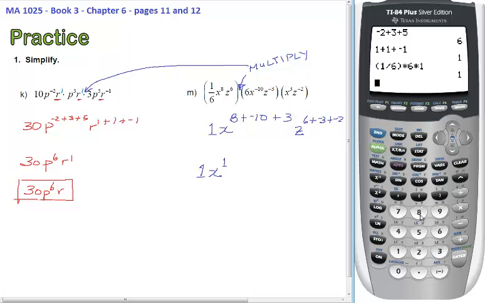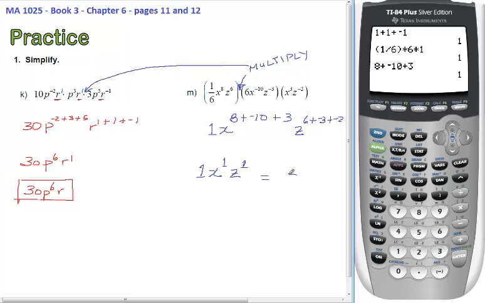Let's check over here in the calculator. 8 plus negative 10 plus 3. Delete, and it is indeed 1. Now over here I got 6 plus negative 3, which is 3. 3 plus negative 2 is also 1. So it looks like the exponent of this one is also 1. Now you can remove all those 1s.